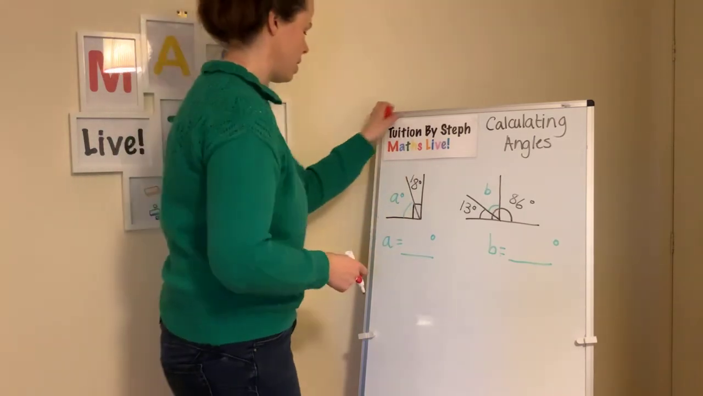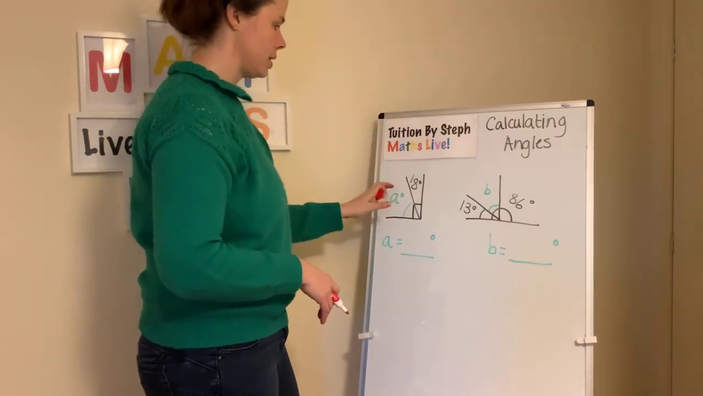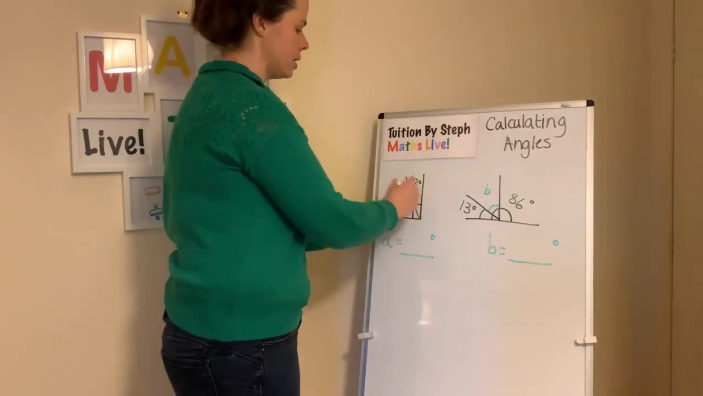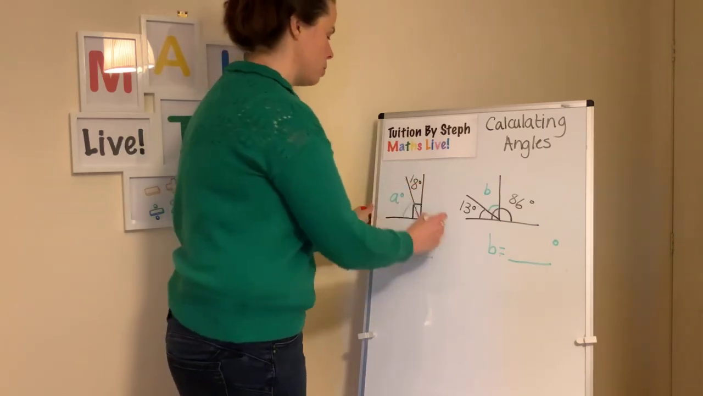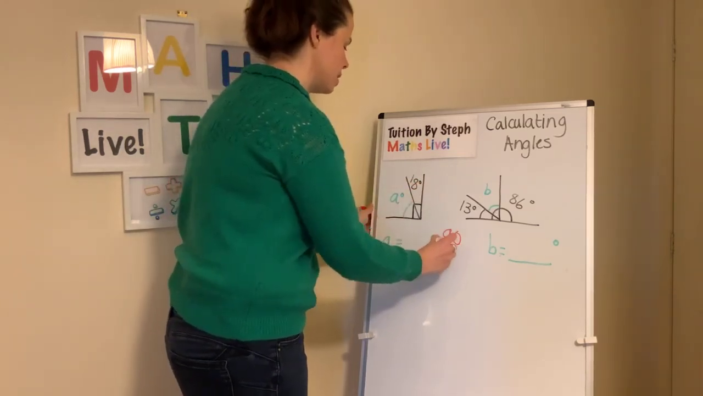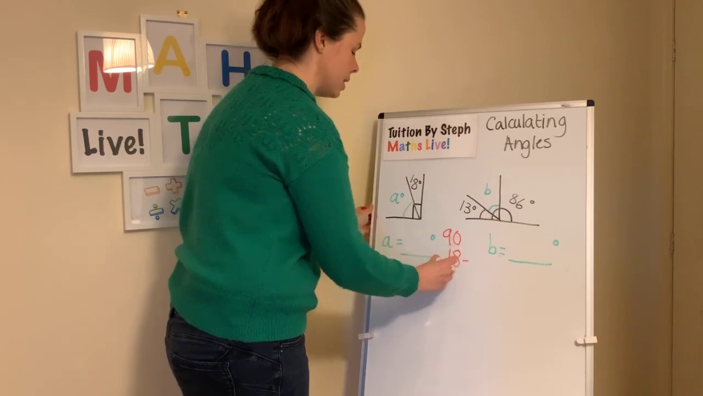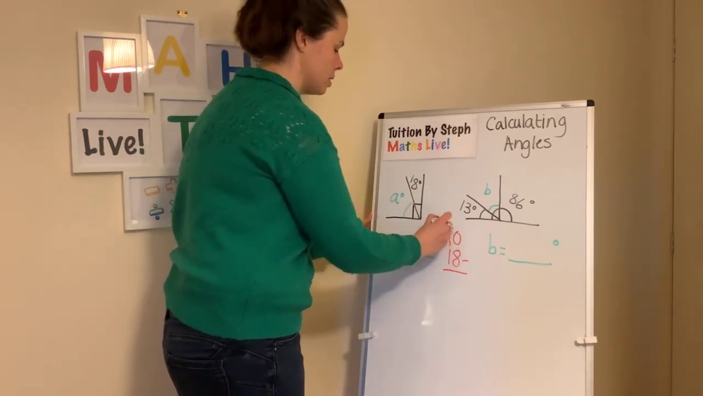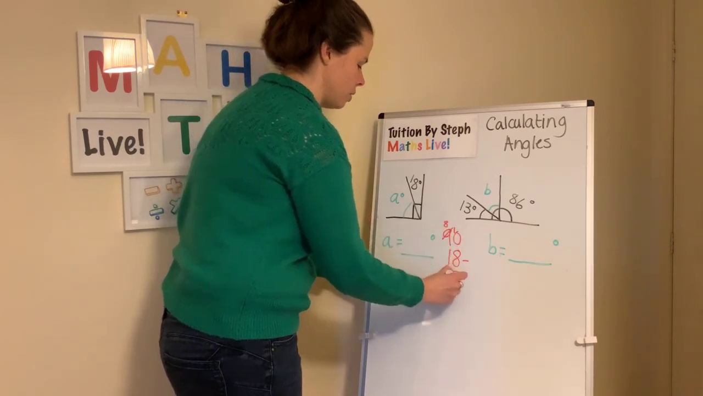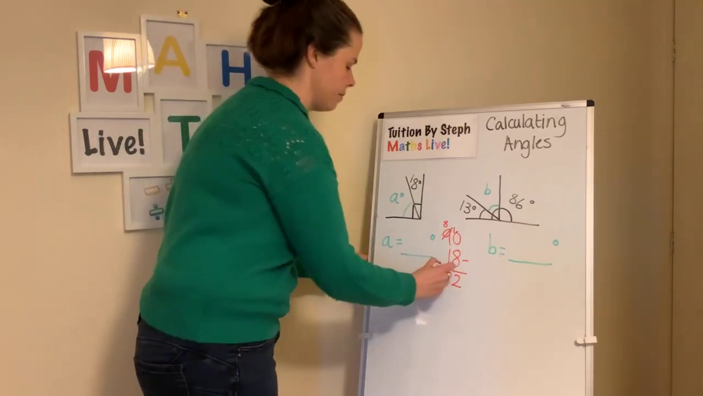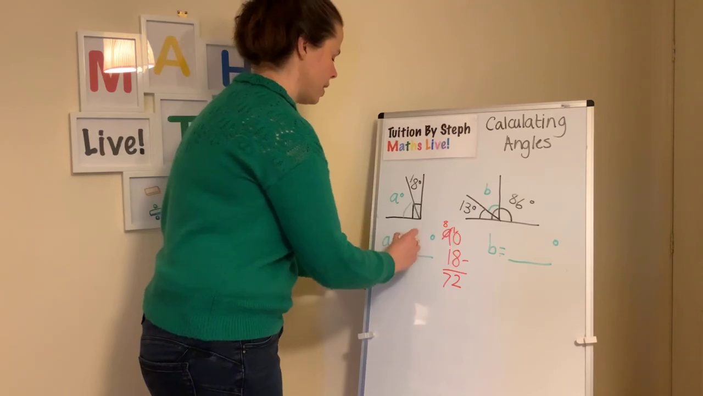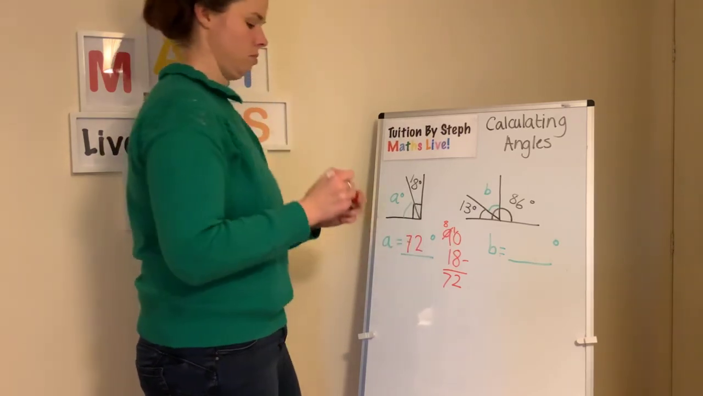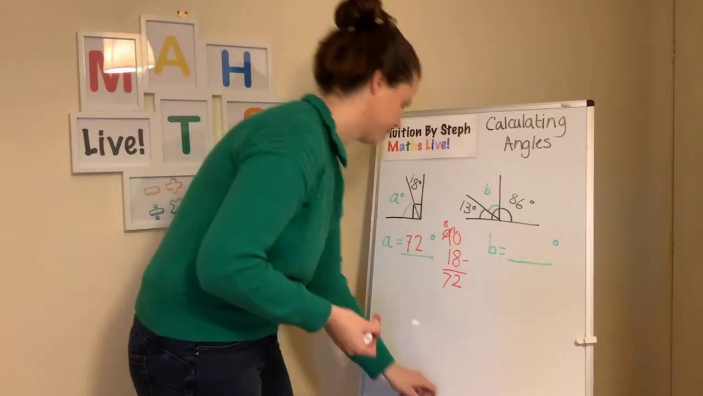So, angle A. This is a right angle. So we know the whole thing needs to be 90. So we need to do 90 subtract 18 to get our answer. Okay, can't do 0 take away 8. So make that there. So angle A is 72 degrees. Well done if you got that.